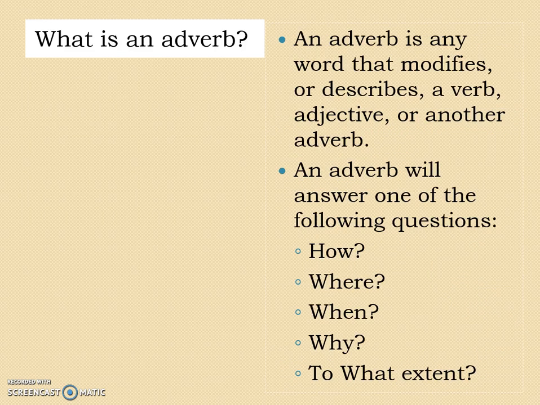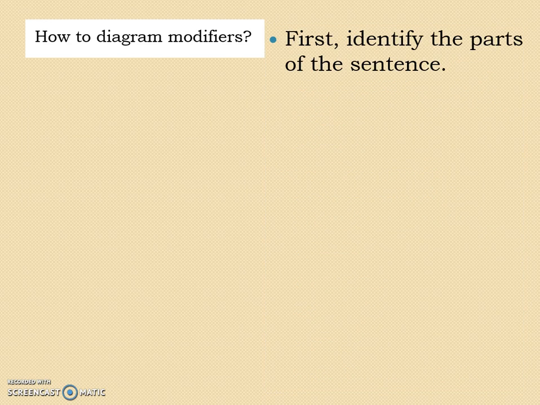Now, to move on to adverbs, we must first learn what an adverb is. An adverb is any word that modifies or describes a verb, an adjective, or another adverb. In other words, adverbs modify verbs and other modifiers. An adverb will answer one of the following questions: how, where, when, why, and to what extent. Let's look at a sentence, shall we?